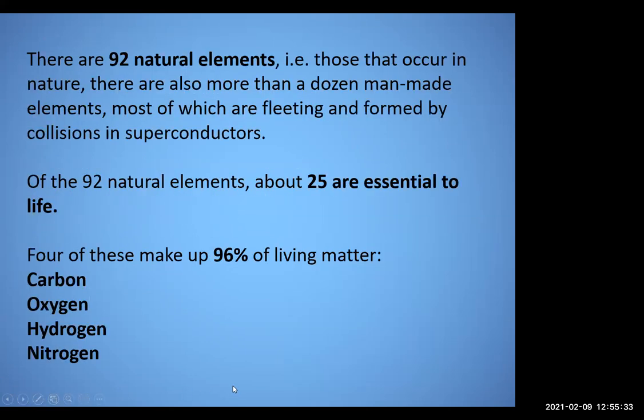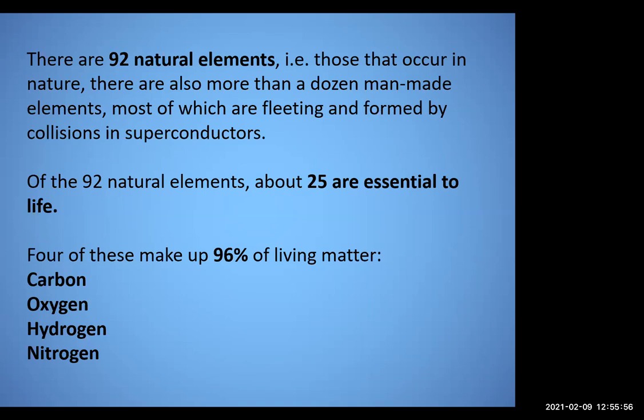So there are 92 natural elements. And by natural elements, we mean these are the elements that occur in nature. There are also more than a dozen man-made elements. These are usually short-lived. They're produced in collisions and superconductors, so they live for split seconds or things like that.